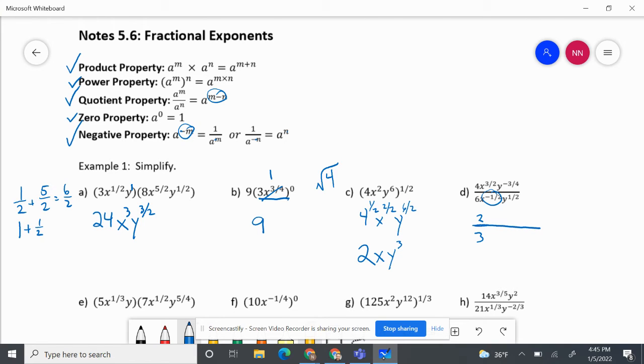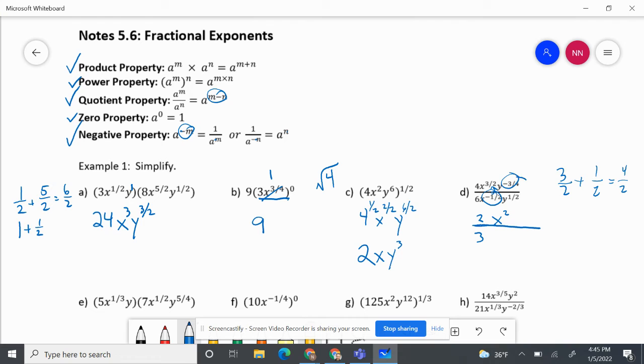Then we have a negative exponent, so we bring it up, and that becomes 3/2 plus 1/2, because when we bring up a negative, it becomes a positive. 3 plus 1 is 4, so that would be 4/2, which is 2. So we have x to the second.